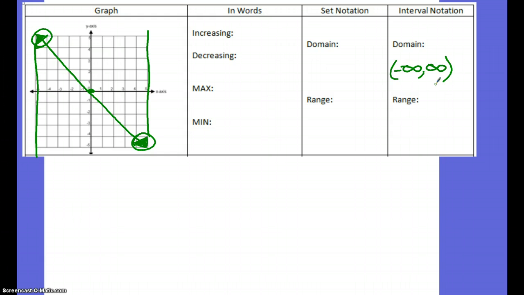The range, we come up from the bottom. And again, the first thing we come to is that arrow. And on the top, same thing. So range is negative infinity to infinity.